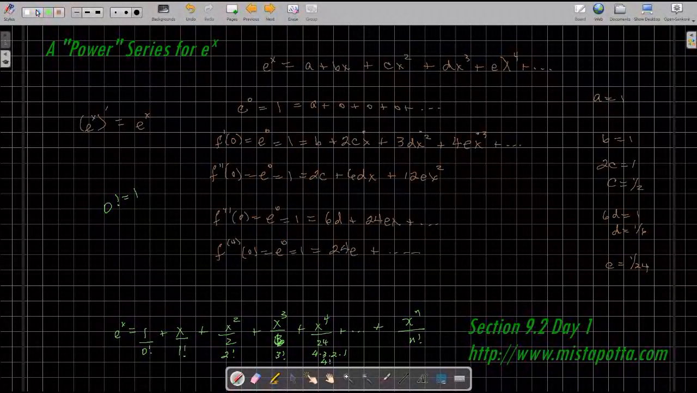And in fact, what we have as our power series for e to the x is that e to the x is equal to the sum from n equals 0 to infinity of x to the n over n factorial.